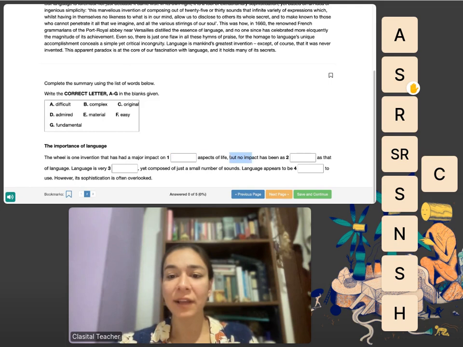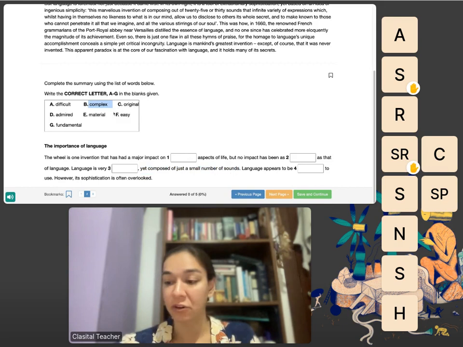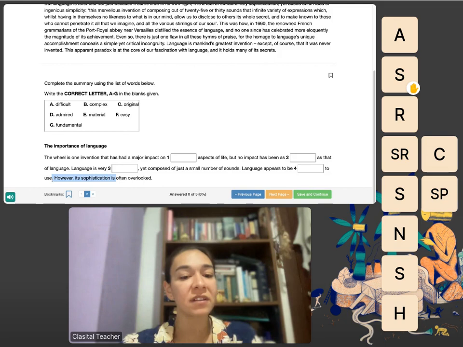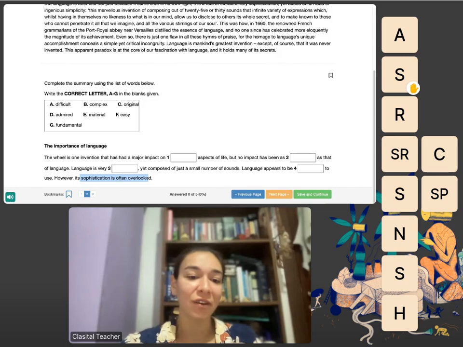But no impact has been as something as that of language. Language is very something fundamental, yet composed of just a small number of sounds. Maybe complex, I don't know. Language appears to be easy to use. I'm just making it up. It will be an adjective. However, it's sophisticated. Its sophistication is often overlooked.